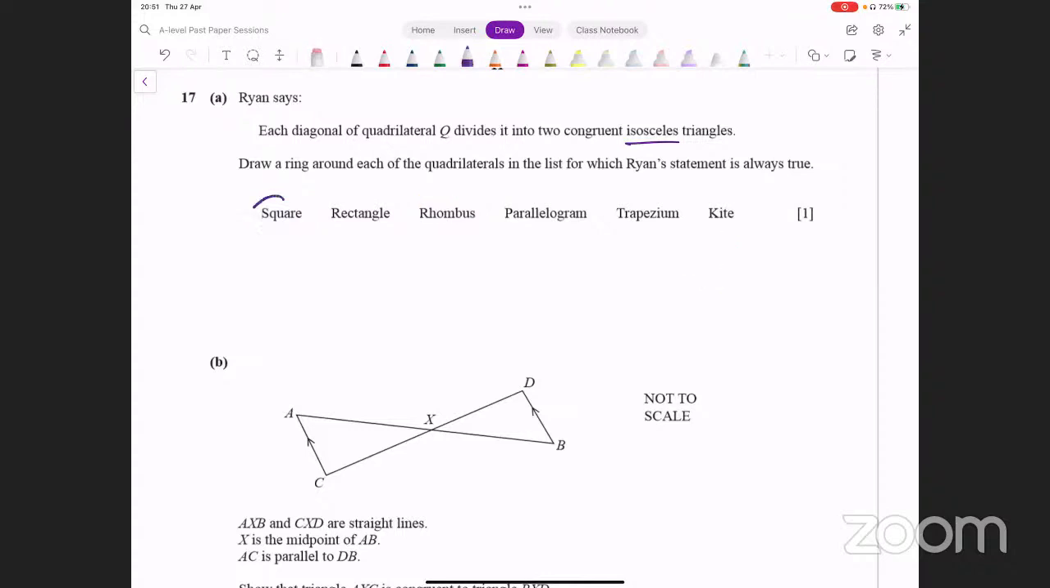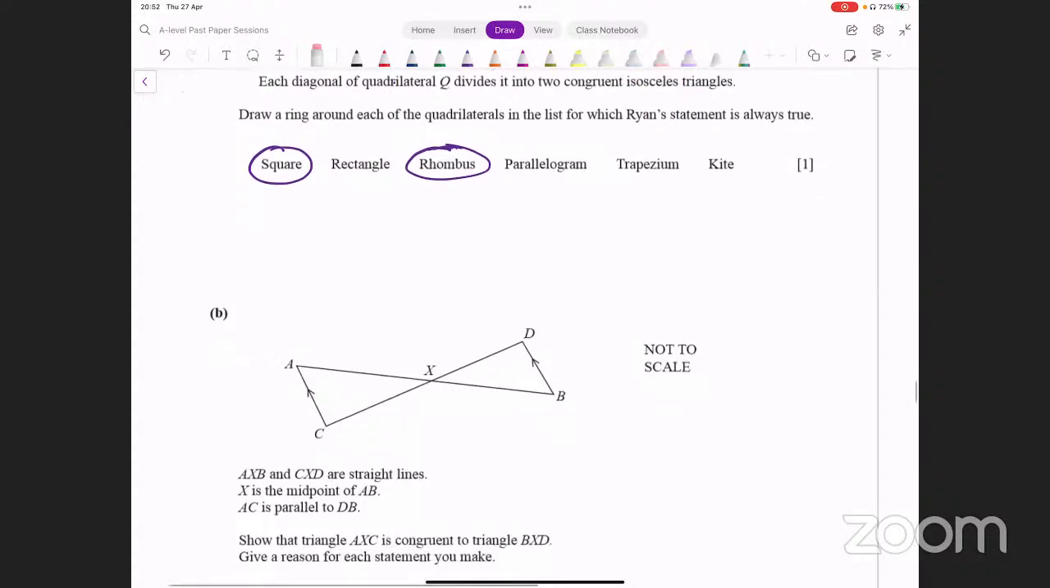आप क्या करेंगे, square को encircle कर देंगे और rhombus को encircle कर देंगे। These are the two that satisfy the condition कि दोनों diagonal से जो triangles बनती हैं, they are both congruent, यानी कि same size है उनका, सारी lengths equal है, and isosceles, उनकी दो sides equal है आपस में। Alright, so इन दो के लिए that holds true.